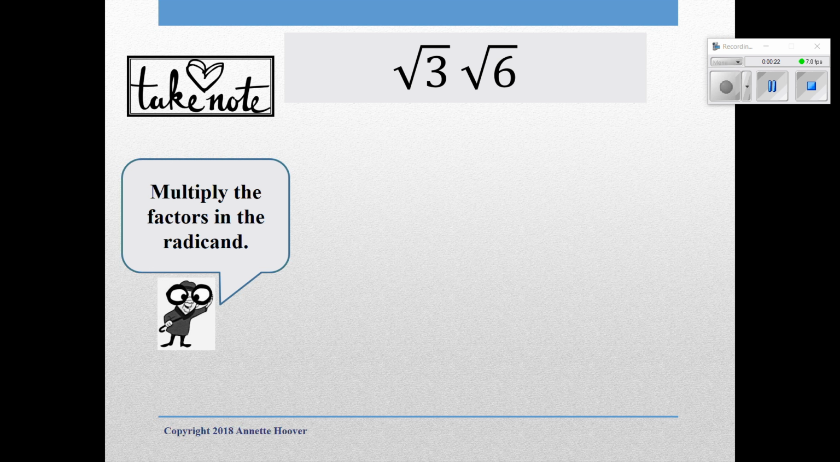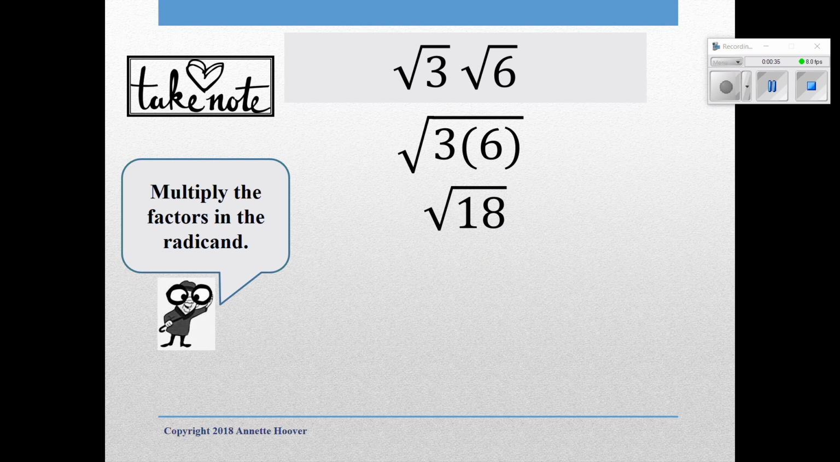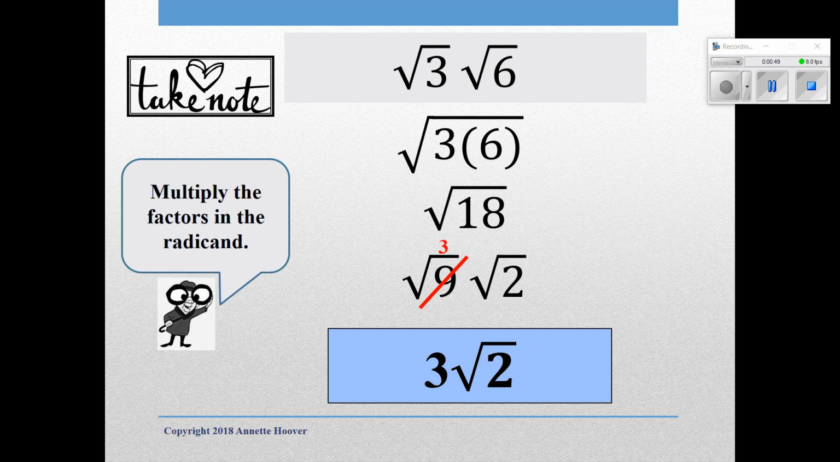So here we have the square root of 3 times the square root of 6. Both of those are under the square root sign, so we can multiply them together, and that would give us the square root of 18. We can simplify the square root of 18 by thinking of two factors, one of which is a perfect square. So I think of 9 times 2 is 18. 9 is a perfect square. I can take the square root of 9, which is 3. So my final answer would be 3 root 2, 3 times the square root of 2.